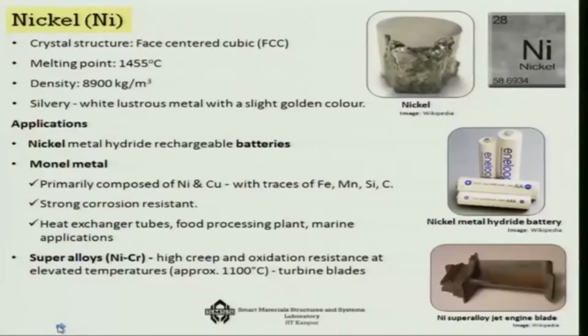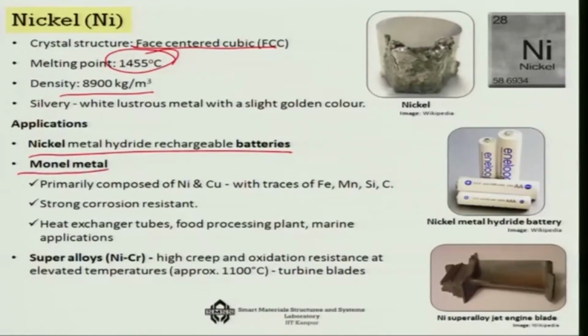Next, we are going to talk about nickel. Now, nickel has an even higher density in comparison to copper, 8900, but it has also a similar FCC structure and the melting point is pretty high, 1455 degrees centigrade. It has also a silvery white metallic luster. That is why when it is used with copper, this luster predominates and you get German silver out of it.